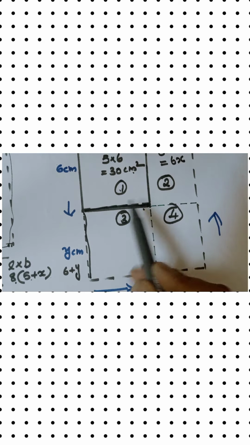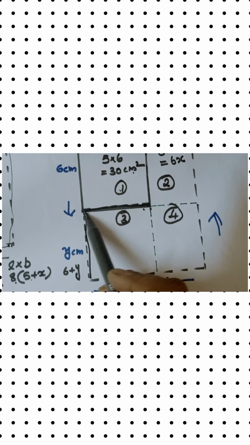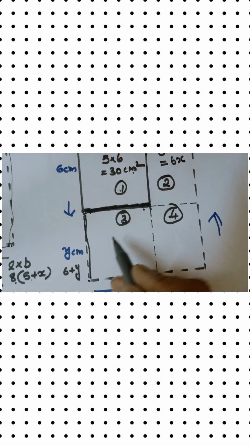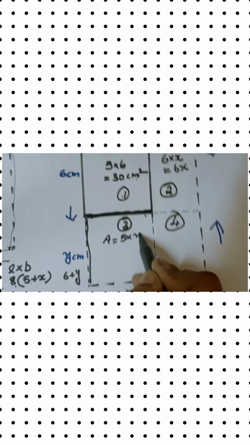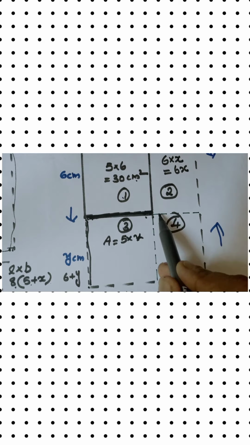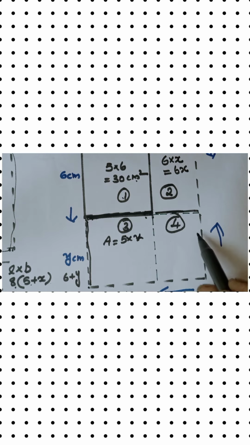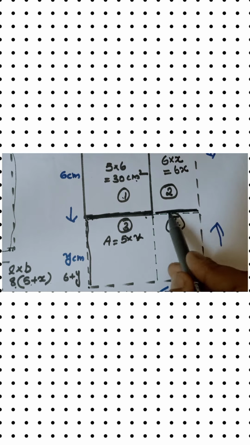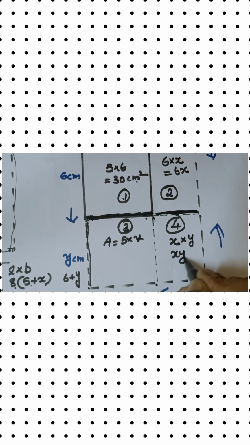Then third part. Only this part is y centimeter and this length, what is the length? That is 5 centimeter. That is the first rectangle side. So this is 5 centimeter and the length is y centimeter. So area is equal to 5 into y. Then the last part, that is the fourth part. What is the length of this side? That is x and the other side y. So what is the area? That is x into y.